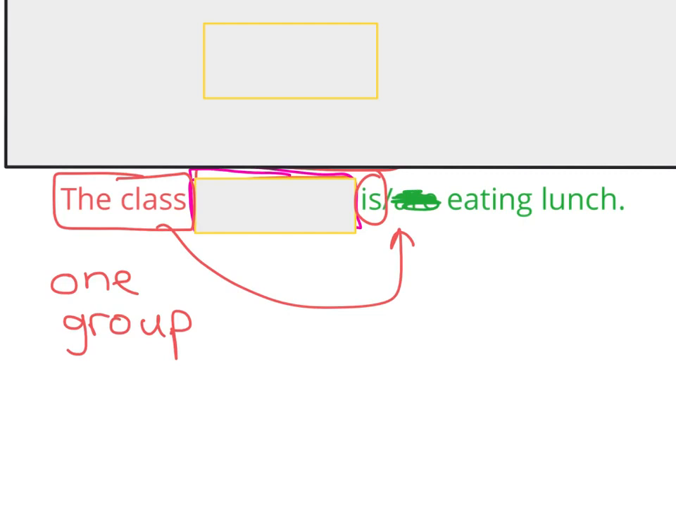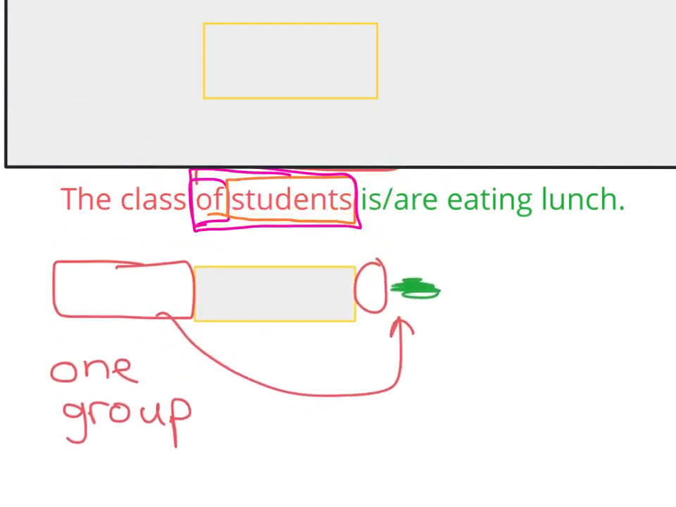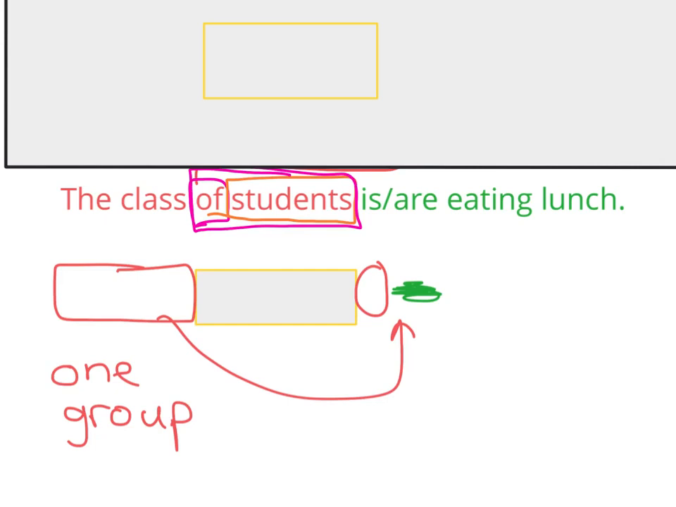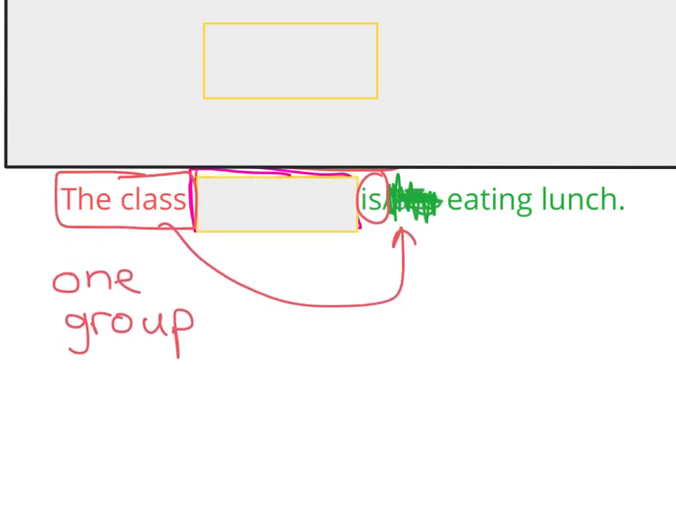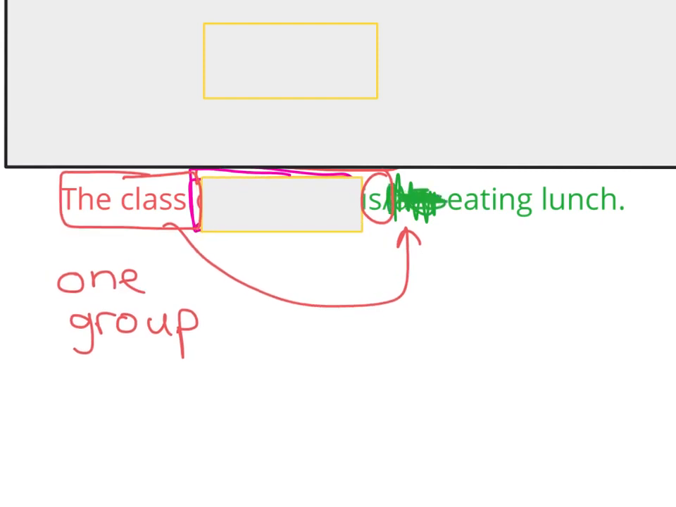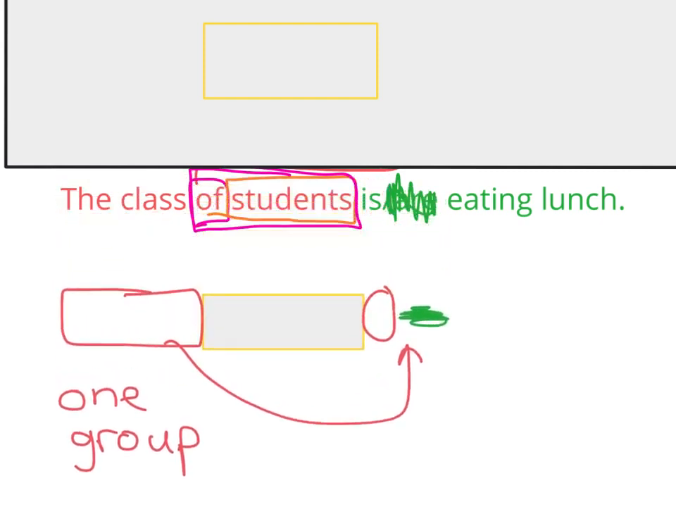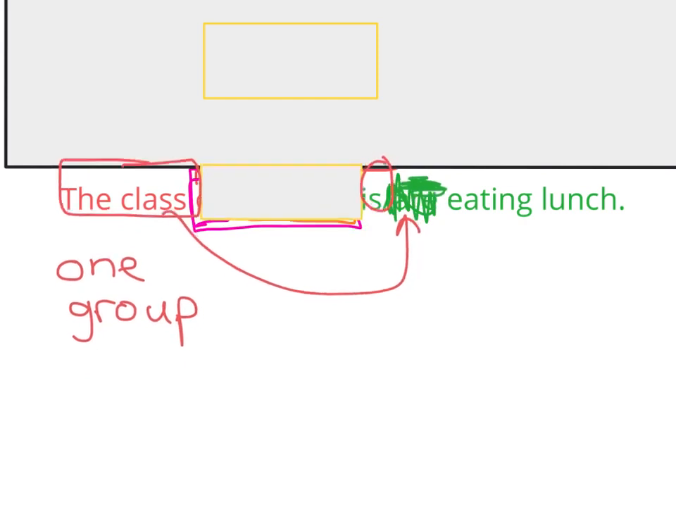Now we can look at our prepositional phrase. The class of students, things kind of move around here. The class of students is eating lunch. And so again, there is our subject. The class is eating lunch. The class of students is eating lunch.